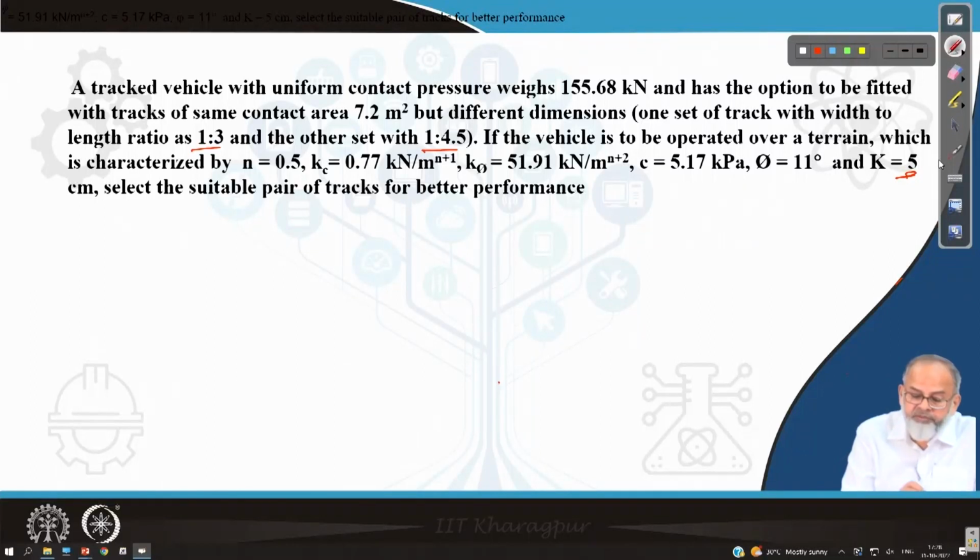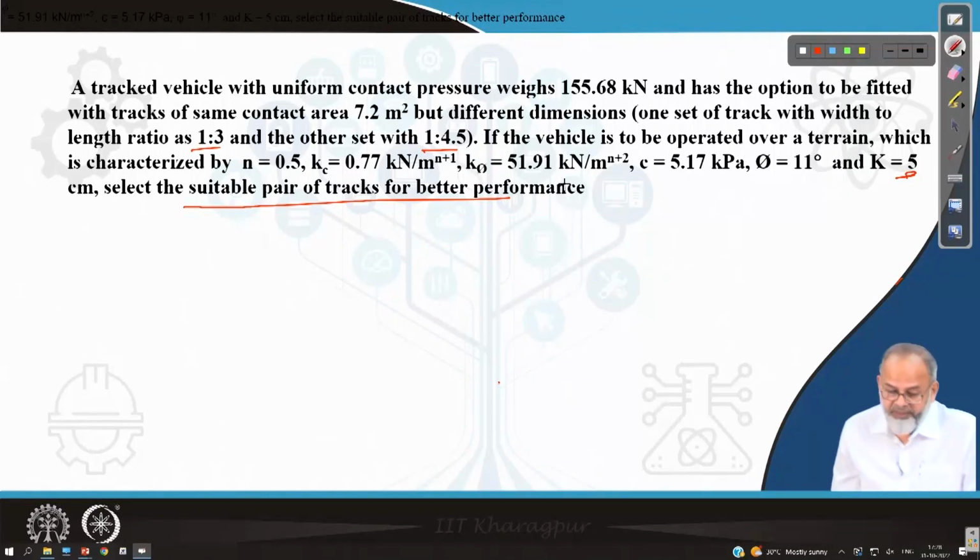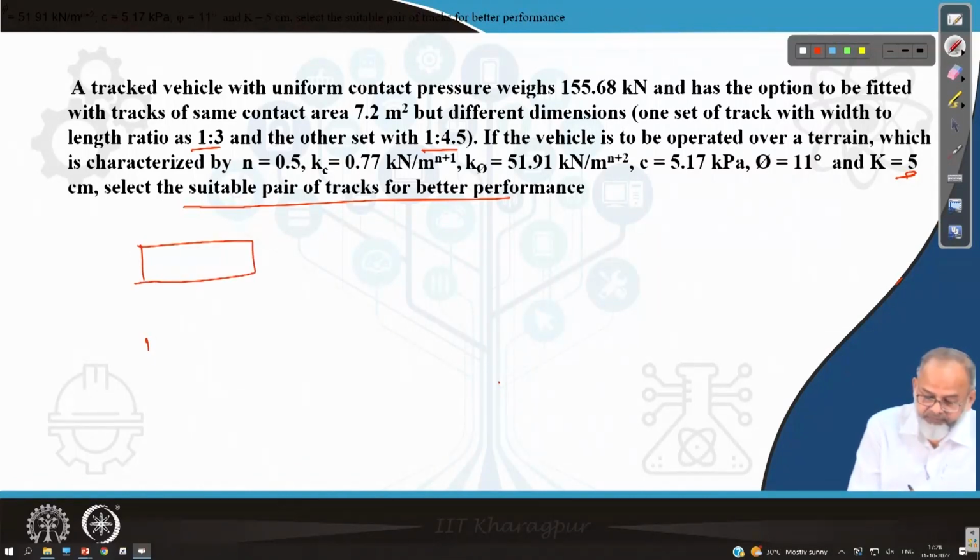Under these conditions, we have to find out which is the suitable pair of tracks to be recommended. So here, for a tracked vehicle, there will be two tracks, and the sum of the areas of the two tracks is 7.2 meter square. That means each area will be 3.6 square meter.